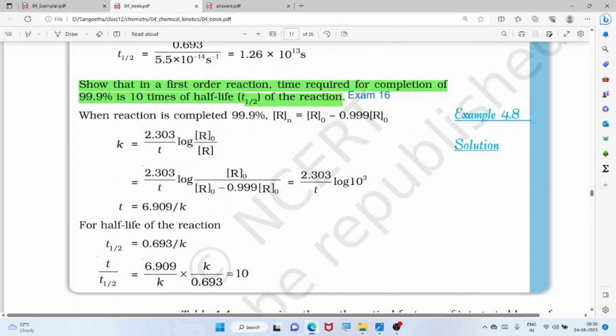See the given. Okay, see how many half-lives to get 99.9%, 10 times the half-life. Wow, this much time it takes. So you can go through this example. That is not 100%, it is 99.9.